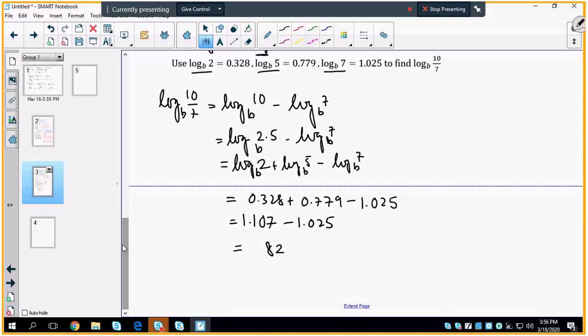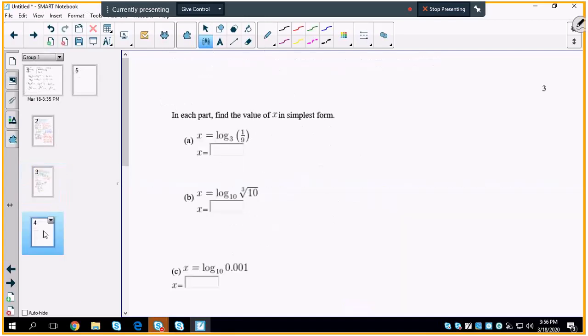0 minus 0 is 0. 1 minus 1 is 0. So it's 0.082. Answers my question. We have a couple more of these property problems.